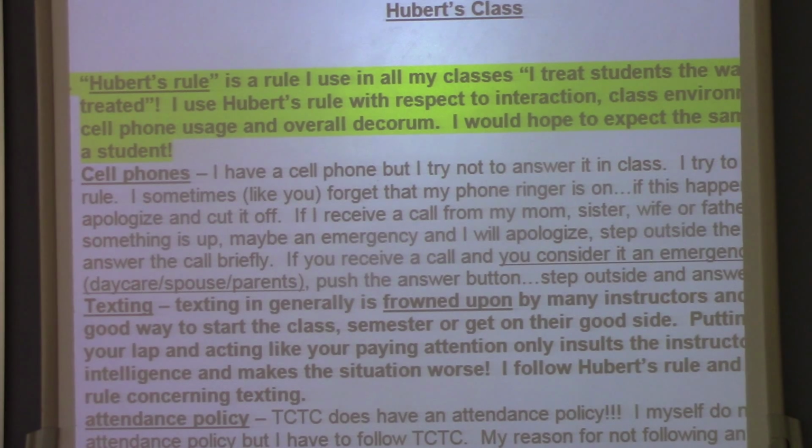You know how many students I've had to ask to leave my class? Anybody want to take a guess? You took this class before. You had my class before, not this class. 3. Anybody want to take a guess on how many of them were female? Nope. 1. The other 2 were male. And the first 2 were at the Pendleton campus, over 5 years ago. The last one was fall semester. It was a girl.